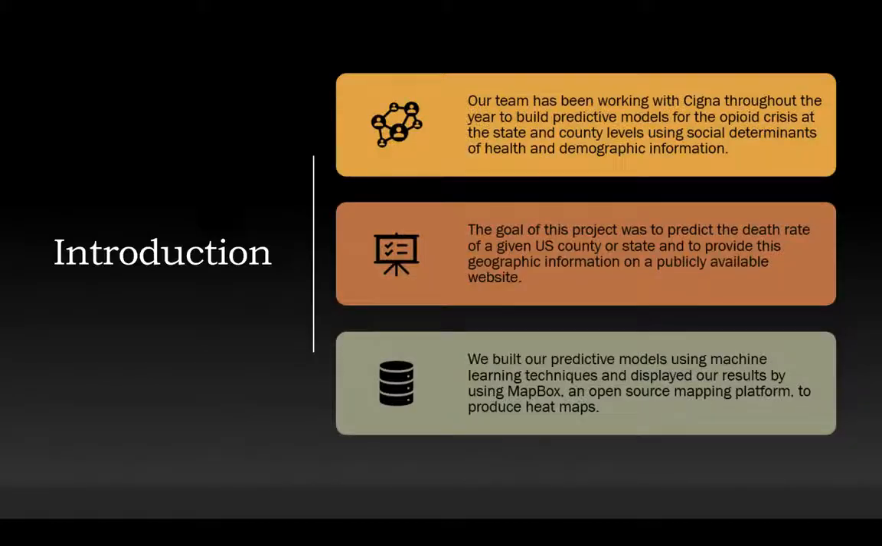Our team has been working with Cigna throughout the year to build predictive models for the opioid crisis at the state and county levels, using social determinants of health and demographic information. The goal of this project was to predict the death rate of a given U.S. county or state, and to provide this geographic information on a publicly available website.